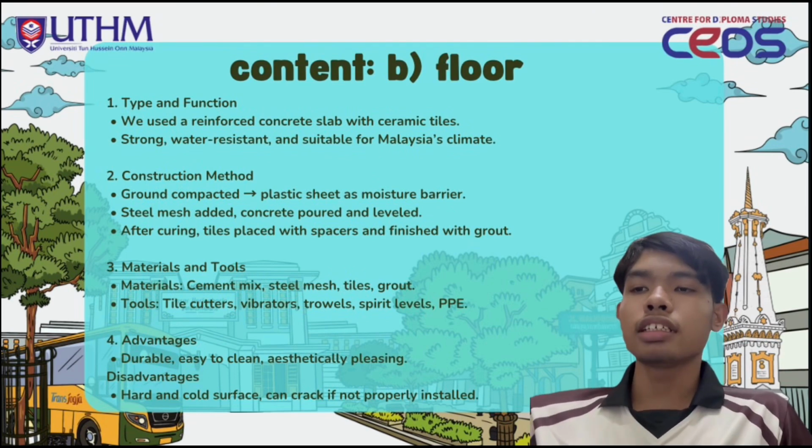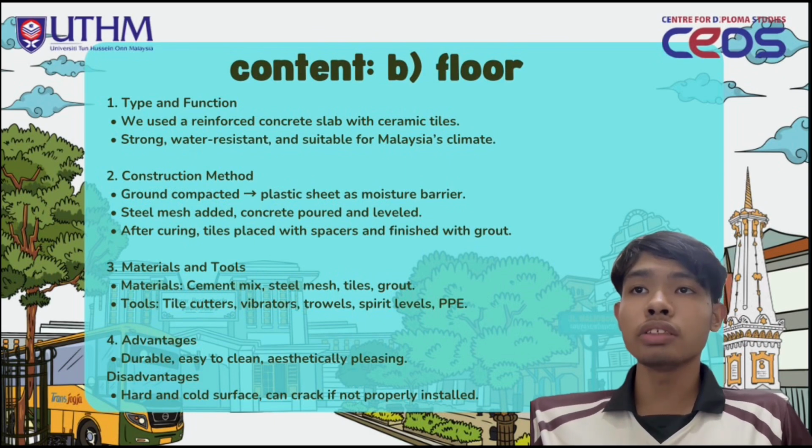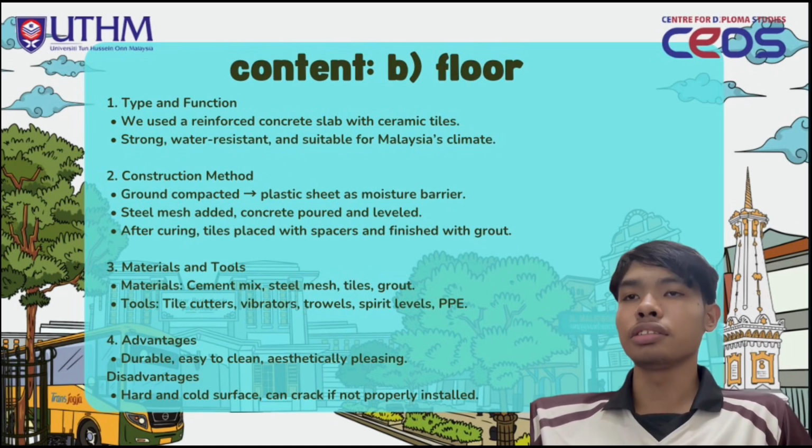The next component is the floor component of our house. For both the ground and upper floor, we use reinforced concrete slabs finished with ceramic tiles. This type of flooring system is chosen for its strength, stability and water resistance, which is important in Malaysia's humid climate. It also provides a clean and long-lasting surface for daily use.